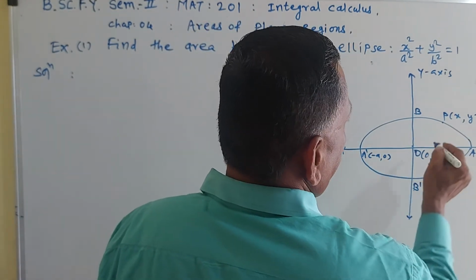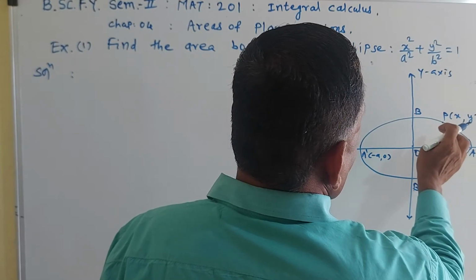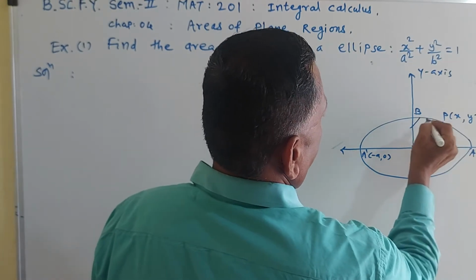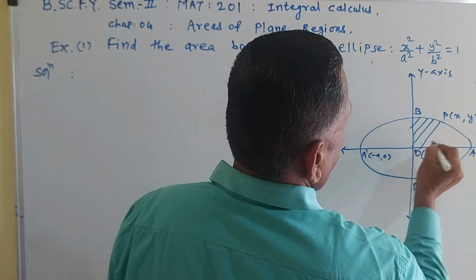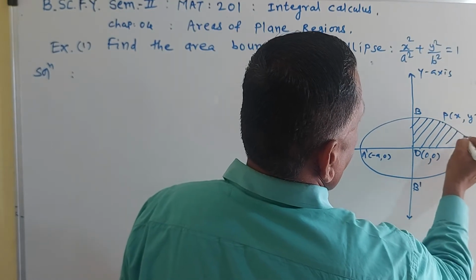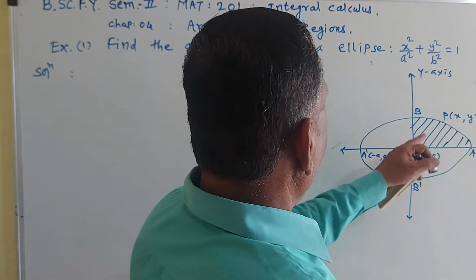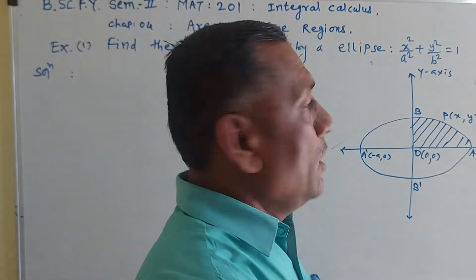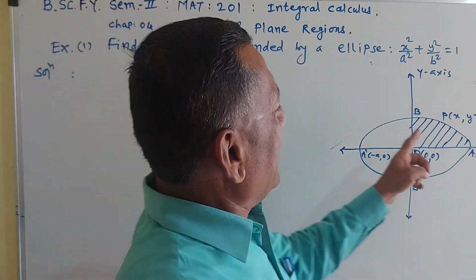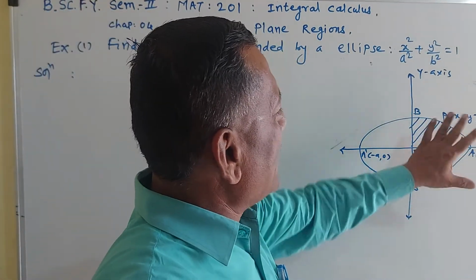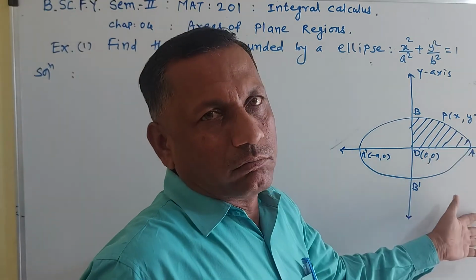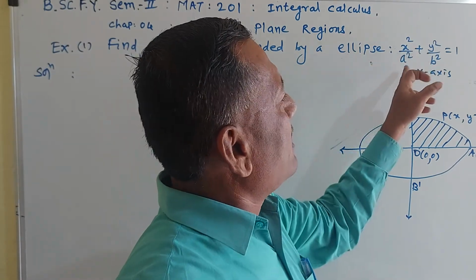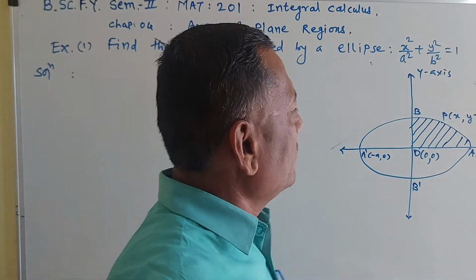So here there are 4 parts. OAB, this shaded area, then OBA dash, then OA dash B dash, then OAB dash. So if you find the area bounded by any one part and multiply it by 4, then you get the area bounded by the ellipse, x square upon a square plus y square upon b square is equal to 1.